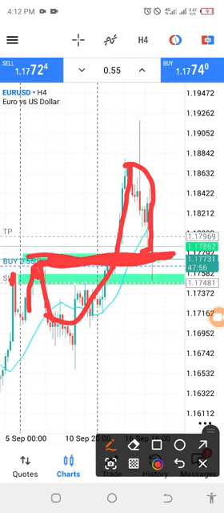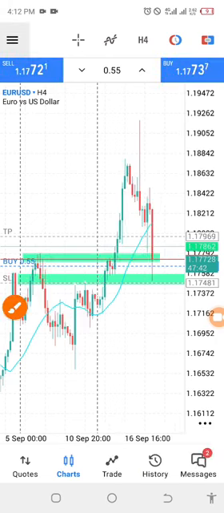It just depends on the area of price. When price is going down, whatever zones it meets, that zone becomes support. And if price is going up, whatever zone it meets above it is called resistance. I hope that is clear.